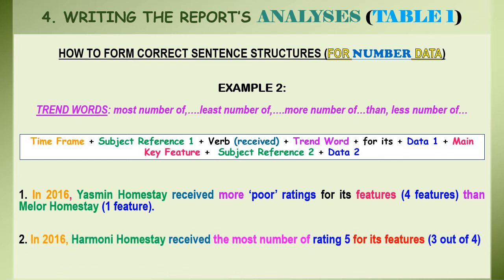Another example, in 2016, Harmony Homestay received the most number of rating 5 for its features, 3 out of 4. In other words, Harmony Homestay has features that receive rating 5, and out of all the homestays, this is the homestay with the most number of features that receive rating 5.